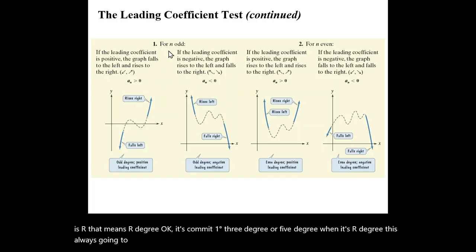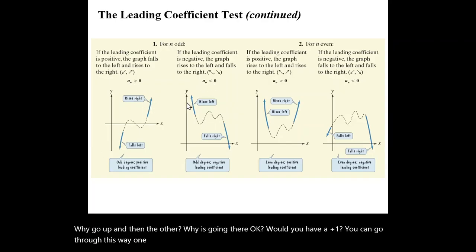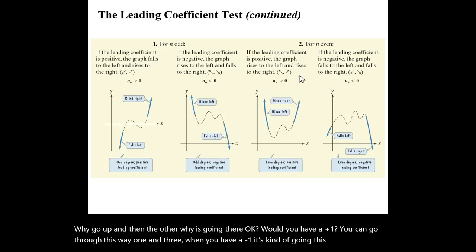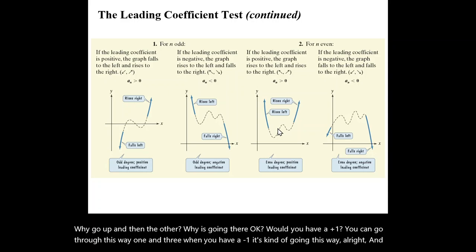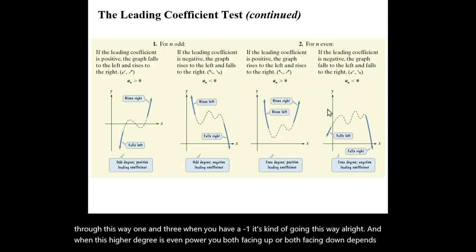One y goes up and the other y goes down, okay? When you have a positive one, it goes through this way, quadrants 1 and 3. When you have a negative one, it's kind of going this way, all right? And when this higher degree is an even power, either both facing up or both facing down, it depends on the a, okay? So that is this one right here.